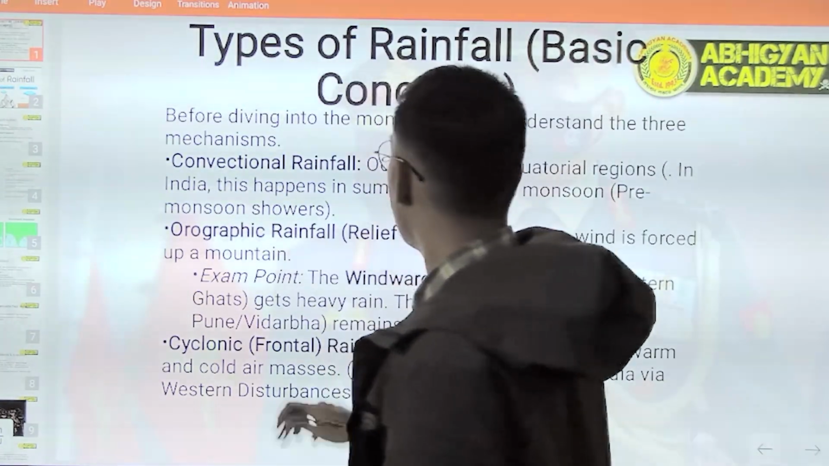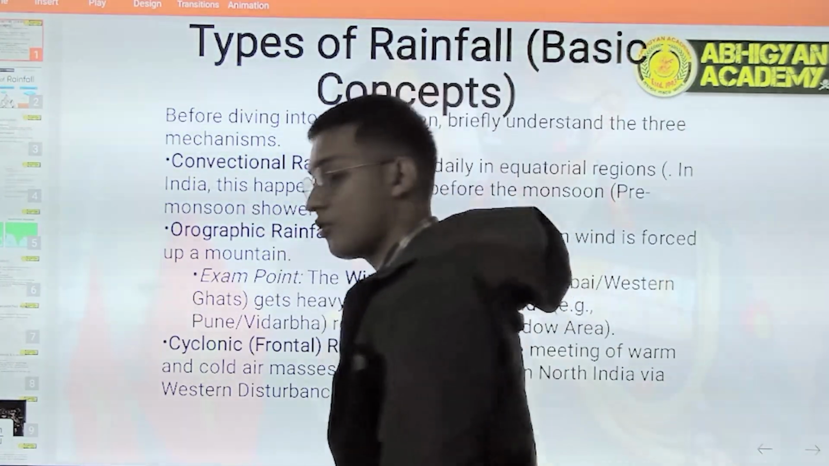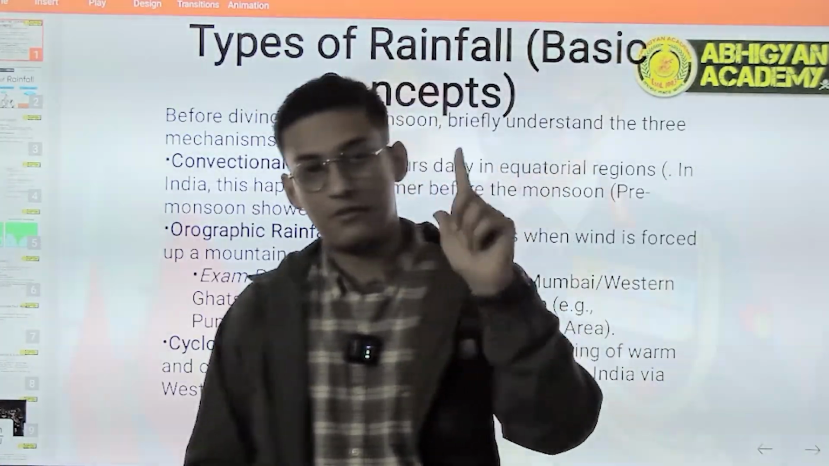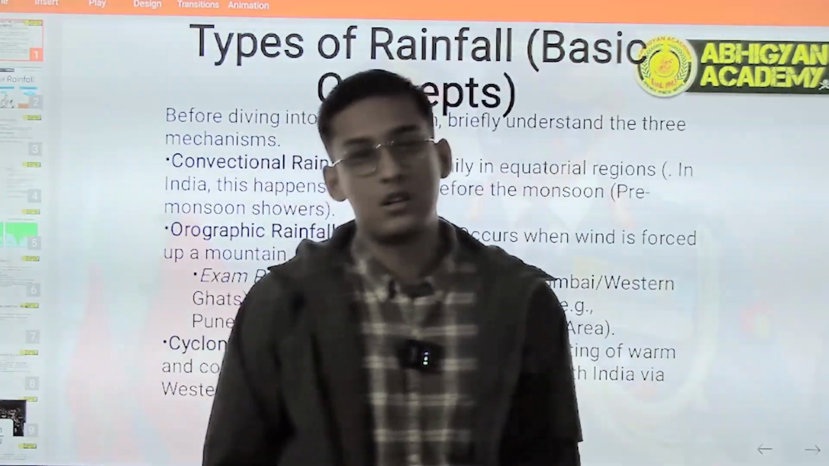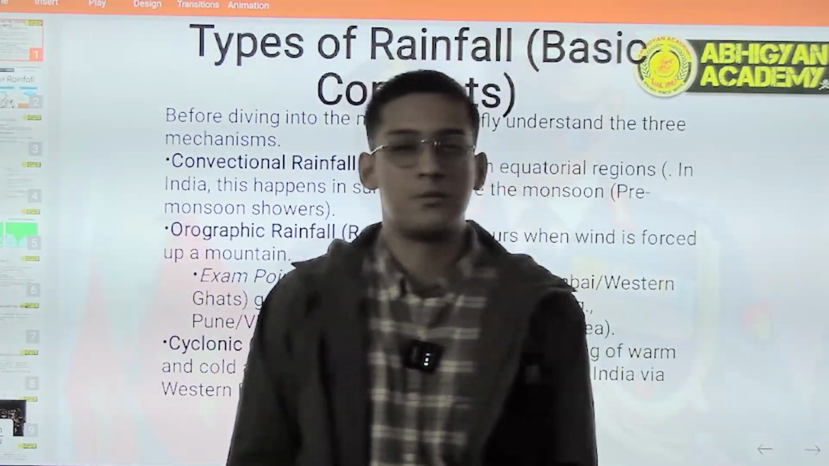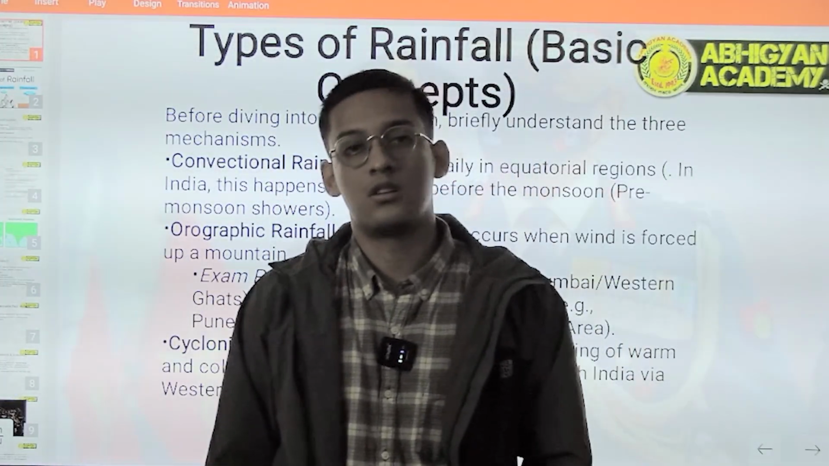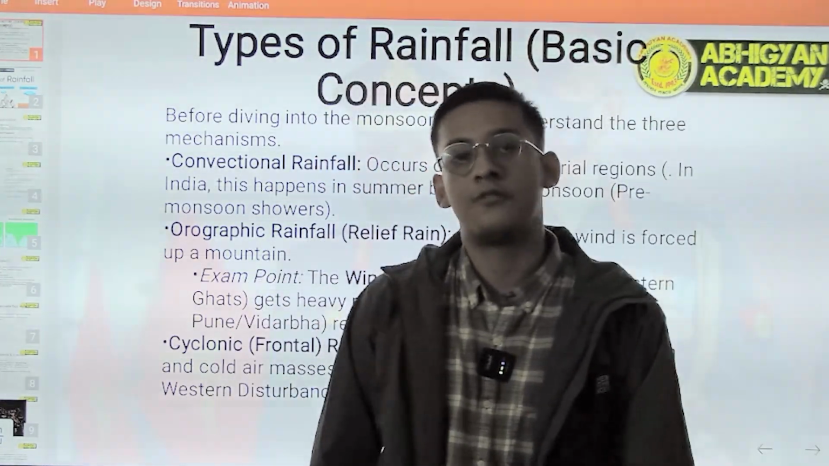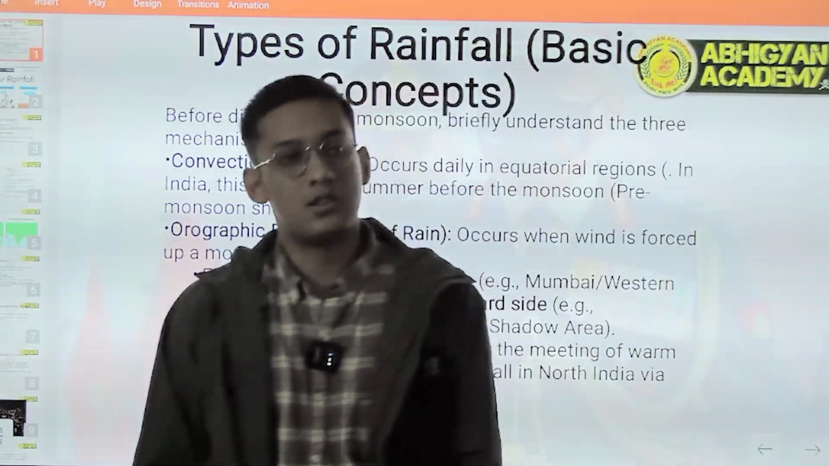So firstly, we'll learn here what are the types of rainfall. So we have three types. Firstly, we have convectional, then we have orographic, and thirdly, we have our cyclonic. So convectional rainfall is a normal type of rainfall due to evaporation. The water goes up, then in the clouds, when the water gets heavy, it falls down as rain. So that is your convectional.